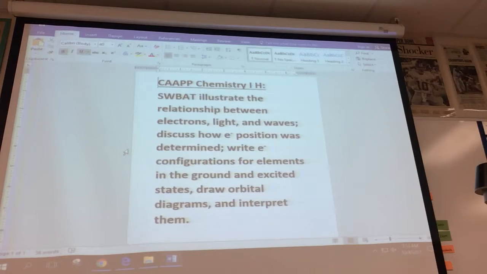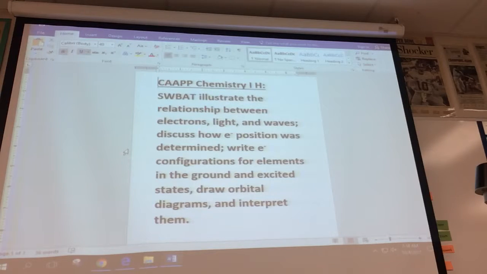Last time we also talked about how electron position was determined. We talked about Bohr's model with electrons in orbits, and then the quantum mechanical model where electrons are actually in orbitals. What we're going to do today is write electron configurations for elements. Today only in the ground state, next time in the excited. And we're also going to draw orbital diagrams, and we will interpret both electron configurations and orbital diagrams.